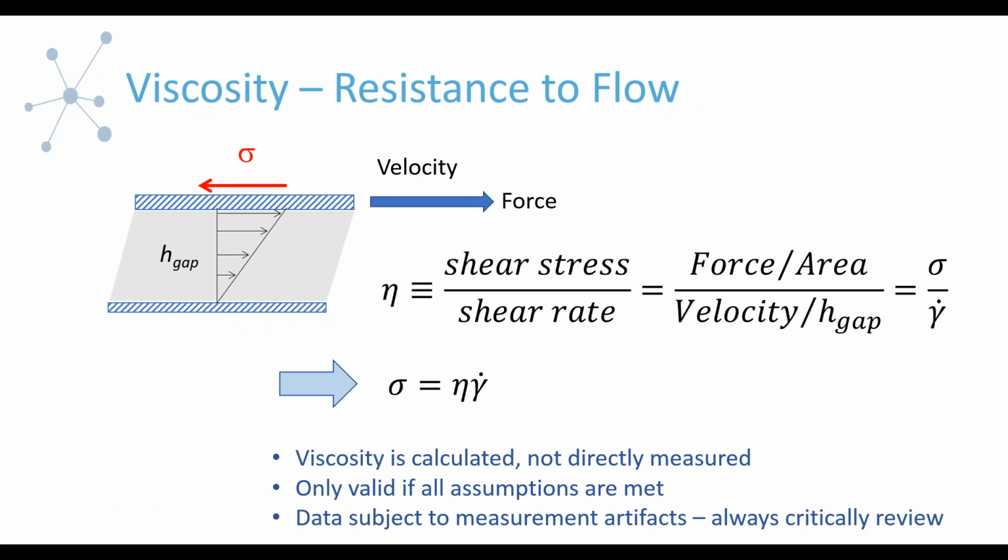So this is going to generate a shear rate in the material, which will be defined as the velocity divided by the height of the fluid, or the distance between the plates. And then a shear stress is going to be required to move this fluid, which is going to be the force applied to the upper plate divided by the area of the fluid in contact with the plate. So viscosity is defined as stress divided by shear rate. And that means that viscosity is a calculated property. It is not directly measured.